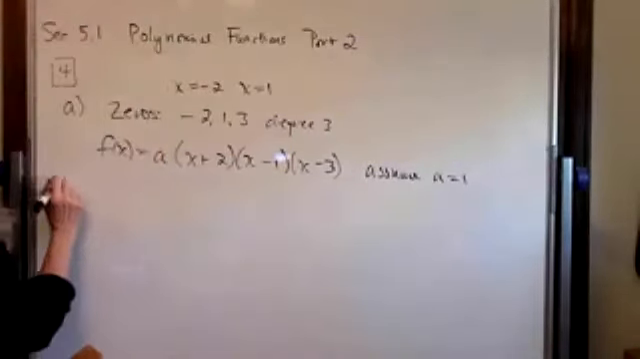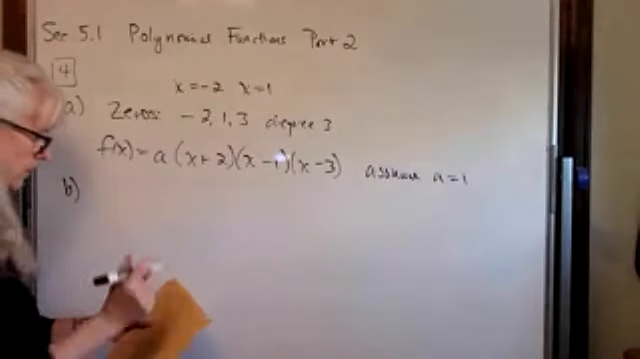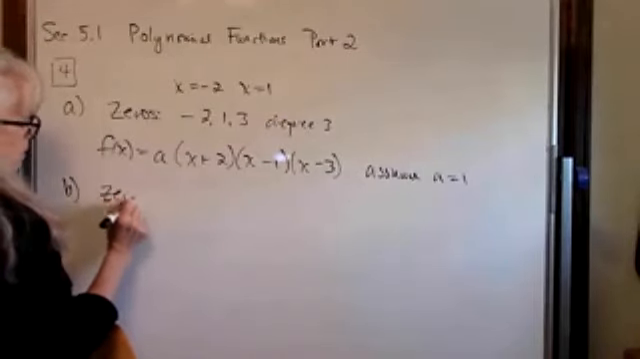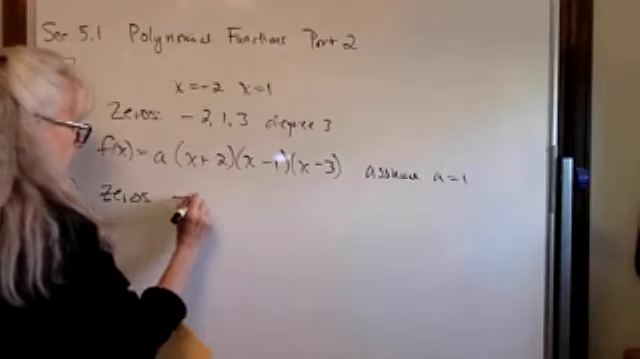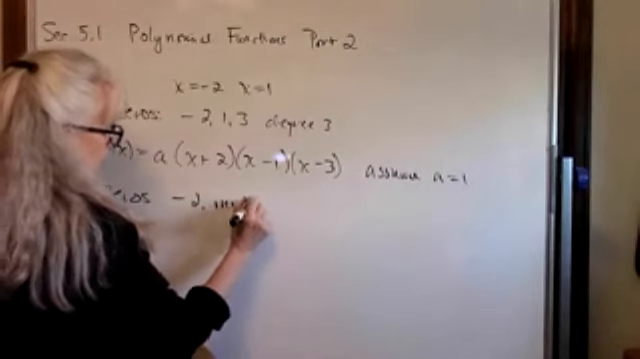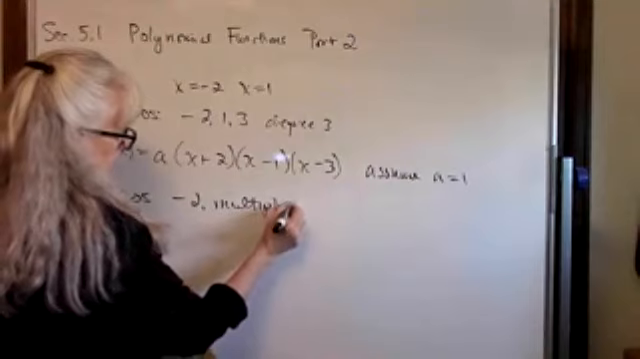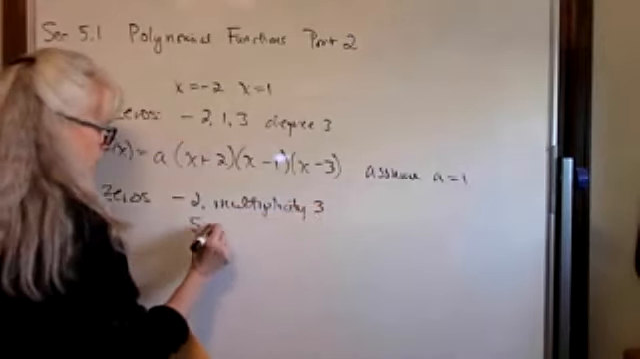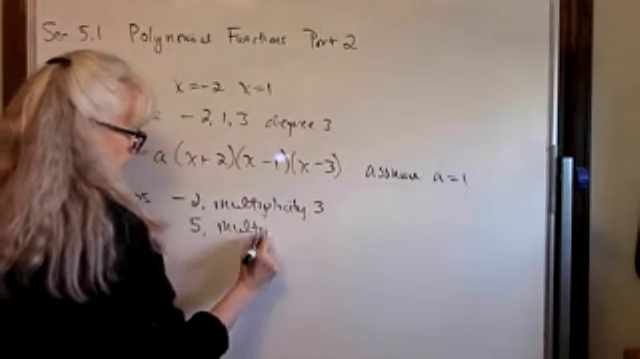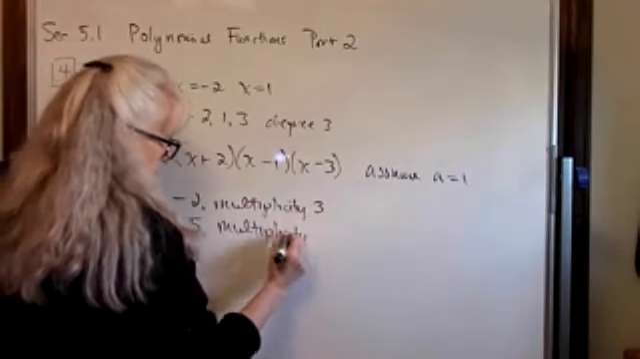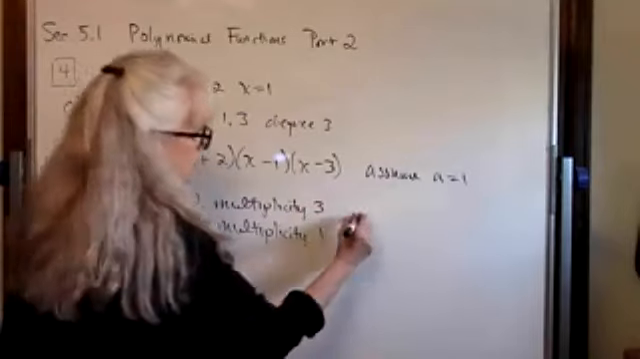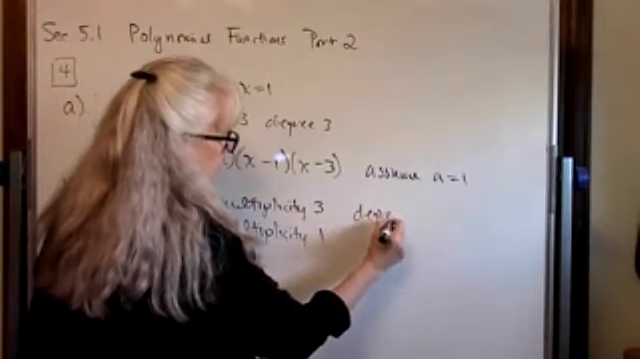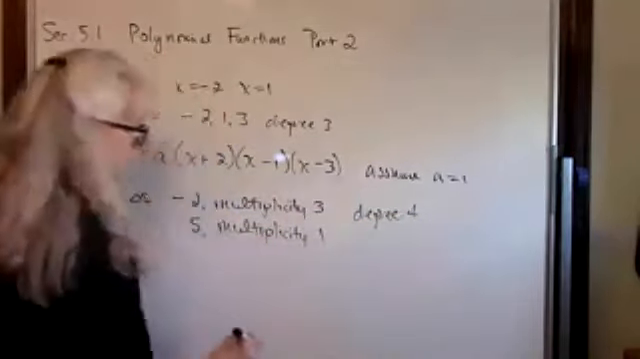Part B, this time the information is a little bit different. This time it says zeros. It says negative 2 multiplicity of 3. And then it says 5 with a multiplicity of 1. And then it says degree 4. So when it's all done, you should end up with a 4th degree polynomial.